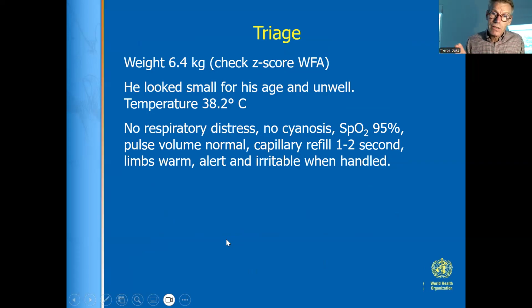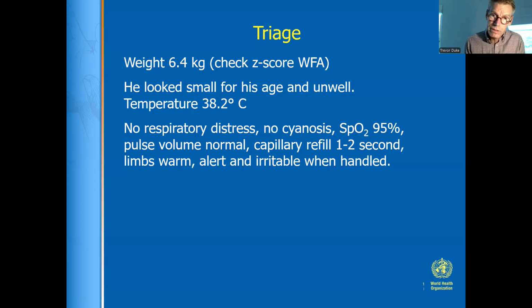At triage, Thomas's weight was 6.4 kilos, and using his infant record book or a weight for age chart, you could quickly check his weight for age Z score. We know he's 8 months of age and 6.4 kilos. It's quite easy to do that. We'll do that in a minute. He did look small for age. That was an observation that was made, and he was unwell. He looked unwell, generally miserable.